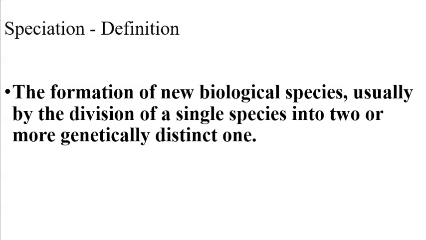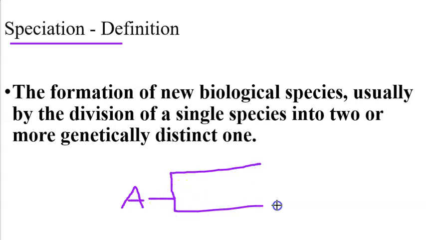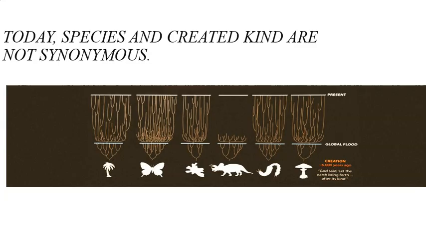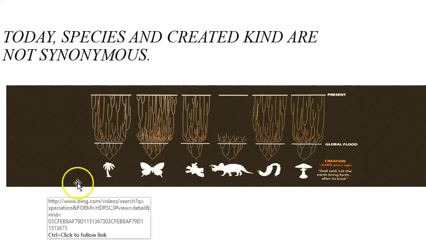For evolution to be true, we have to have speciation occur. I'm going to try to do this with a mouse, but we have to have some sort of common ancestor, right? And then we branch off to species B and C. This would be a common ancestor right there. But this is also a speciation: the formation of new biological species, usually by the division of a single species into 2 or more genetically distinct ones. So again, species and created kind are not synonymous.